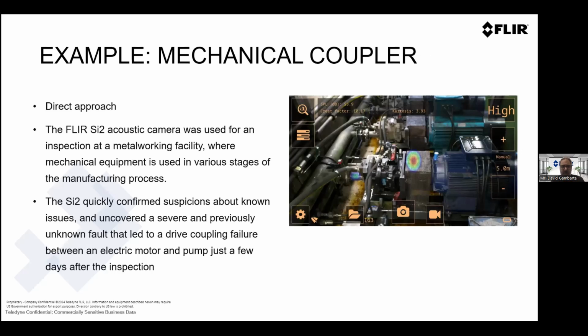So, another mechanical case here, with the direct approach again. The FLIR Si2 acoustic camera was used for inspection in mechanical work in metalworking facilities, where mechanical equipment is used in various stages of the manufacturing process. The Si2 quickly confirmed suspicions about known issues. So they already knew that there was something going on there. The camera helped to verify those and uncovered a previously unknown fault that led to a drive coupling failure between an electric motor and a pump just a few days after the inspection.